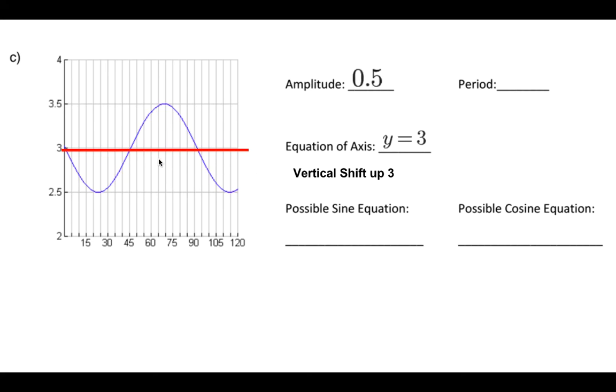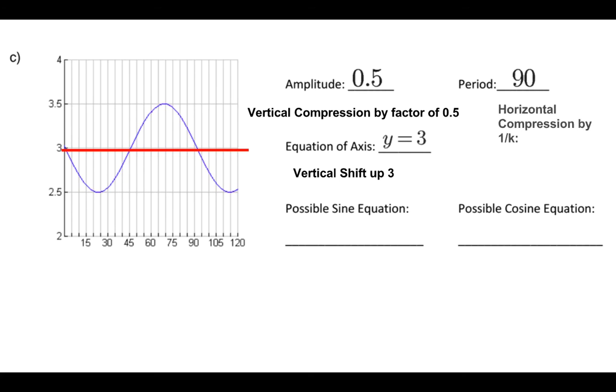The amplitude's a half because we go a half above and a half below. So we have a vertical compression. And the period, this is where I'm probably wrong, is 90. And you can kind of see that it is 90. It's just not perfectly at 0. That's all. What that means is it's been compressed from 360 by a quarter. And so the k value is actually 4. And so that'll show up in sine and cosine.